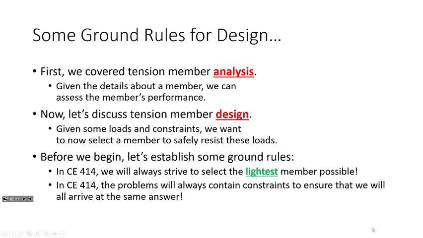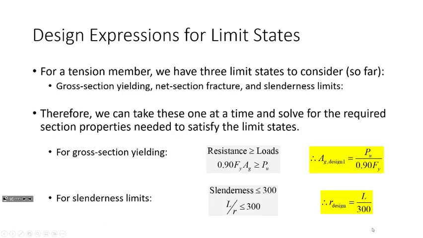And in this class, I will always design the problems so that they have some constraints that we arrive at the same answer, okay? That doesn't mean that will always happen in the real world, but I'm doing that just so that we all get at the same answer. So I might say things like select the lightest W12 or select the lightest channel, when in the real world, you might be able to select whatever you want. But I'm doing that so that we all get to the same conclusion at the end of the problem.